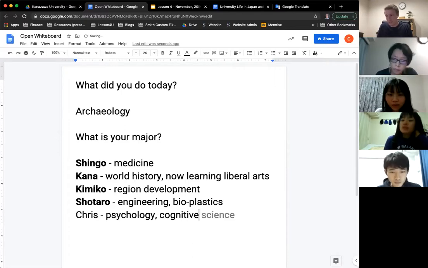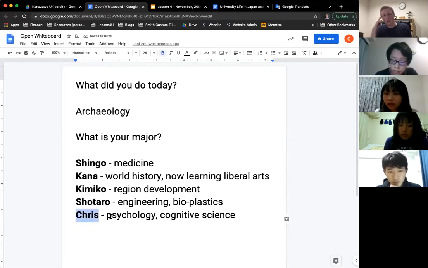Actually, I studied cognitive science. My focus was language in the brain. How does language change your thinking? Like, bilingual people think differently than monolingual people, and things like that.